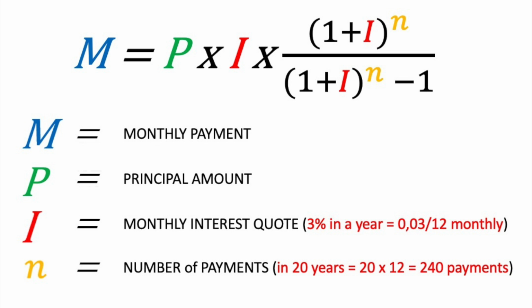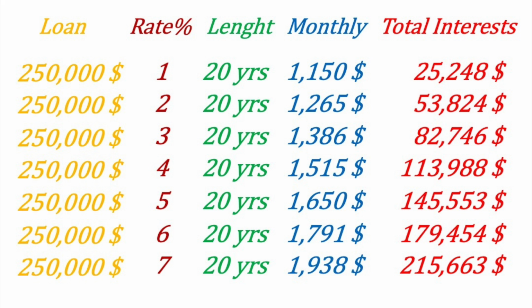The monthly payment can be calculated by this equation, based on the loan amount, the interest rate, and the mortgage length. If we consider a mortgage of 20 years, and an interest rate that goes from 1 to 7%, you can see how the total amount of interest rises due to the interest rate. If the interest rate is 1%, the total amount of interest paid in 20 years is $25,248.